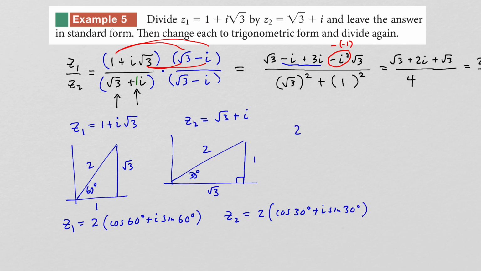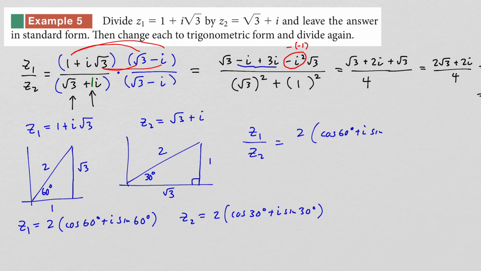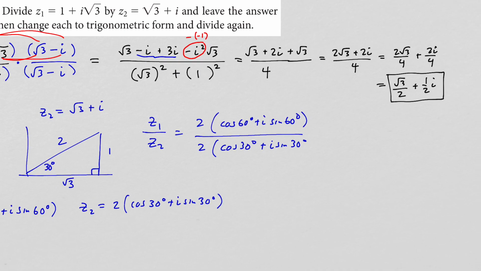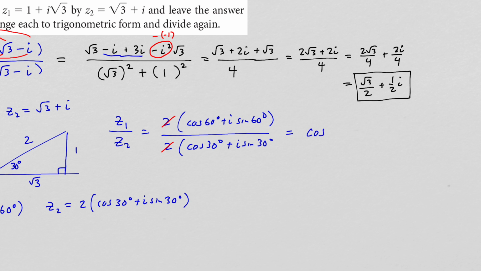And so now when I want to do z1 divided by z2, I'm simply taking the first complex number here and dividing it by the second complex number here. Now, to do the math there, all we have to do is divide these two numbers. So 2 divided by 2 is 1. And then for the angles, we have to subtract the angles. So we need to take 60 degrees minus 30 degrees, which of course is 30 degrees. And we have the same thing for the second angle. So this is our answer in trigonometric form.